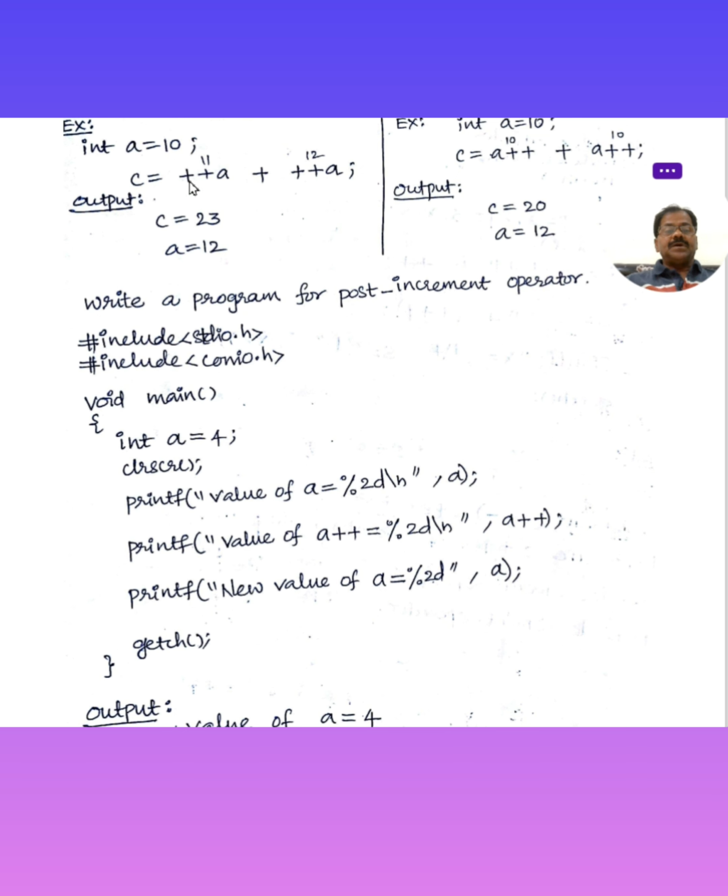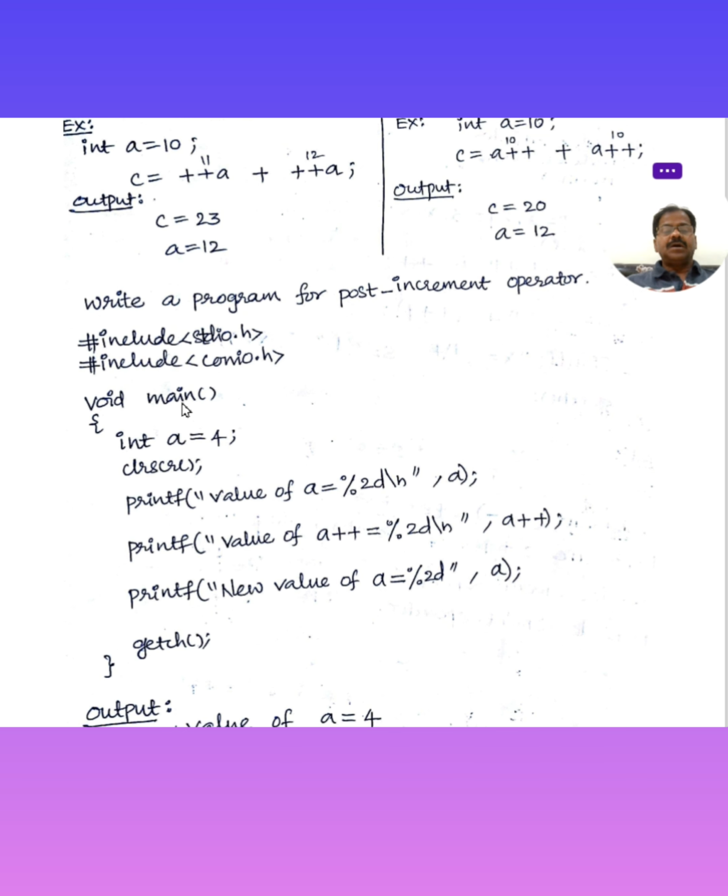You see here, example, A is equal to 10, plus plus A. This is the pre-increment operator. The operator is on the left side of the operand, so it is pre-increment. If the operator is on the right side, that is the post-increment operator. So here A is 10, plus plus A. That means A value will become 11. Now A is 11. If I give plus plus A once again, 11 will become 12. Okay, 11 plus 12, 23.